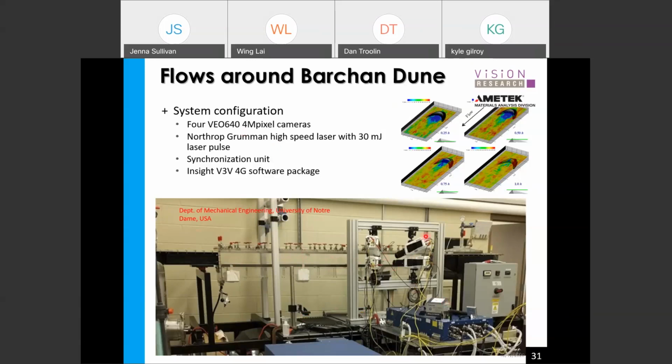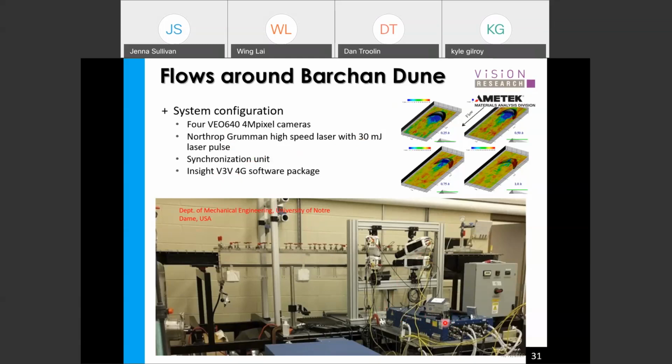To give you more details, the VEO 640 cameras, 4 million pixels, are used, as you can see from this picture over here. The high-speed laser is from Northrop Grumman, 30 millijoule per pulse. Again, since we look at very tiny particles, the energy is required in order to illuminate those particles. A synchronization unit is used to synchronize the image capture and the laser pulses. And then the software, the InsideVue 4G software, was used to do the image capture and also the analysis to give us the velocity vector fields.